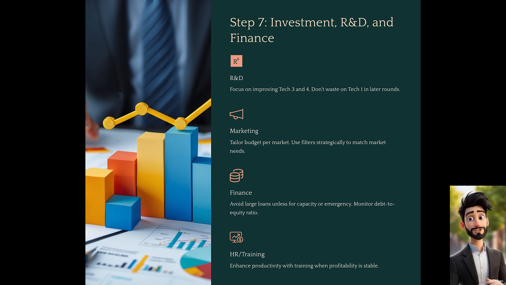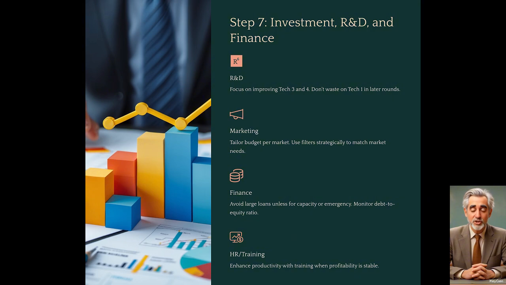Marketing, tailor budget per market. Use filters strategically to match market needs. Finance, avoid large loans unless for capacity or emergency. Monitor debt-to-equity ratio. HR/training, enhance productivity with training when profitability is stable.